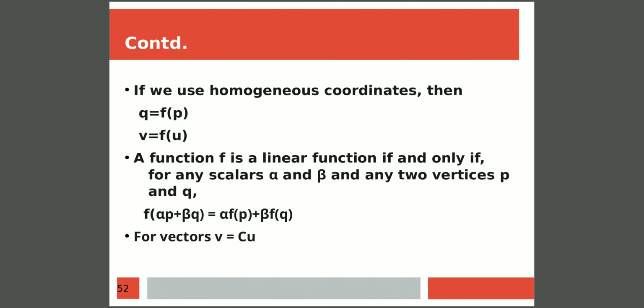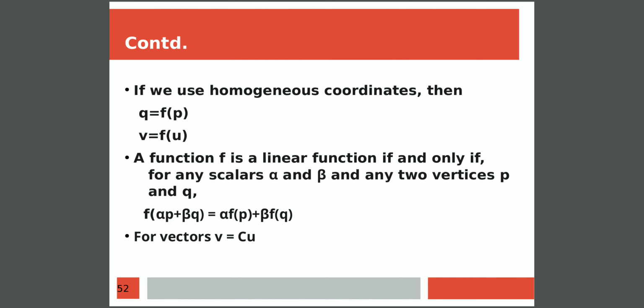Then what is this function F? A function F is a linear function if it satisfies the below equation. That equation is F of alpha P plus beta Q equal to alpha into F of P plus beta into F of Q, where alpha and beta are scalar values, and P and Q are points. If a function satisfies this equation, then we'll call that function F a linear function.